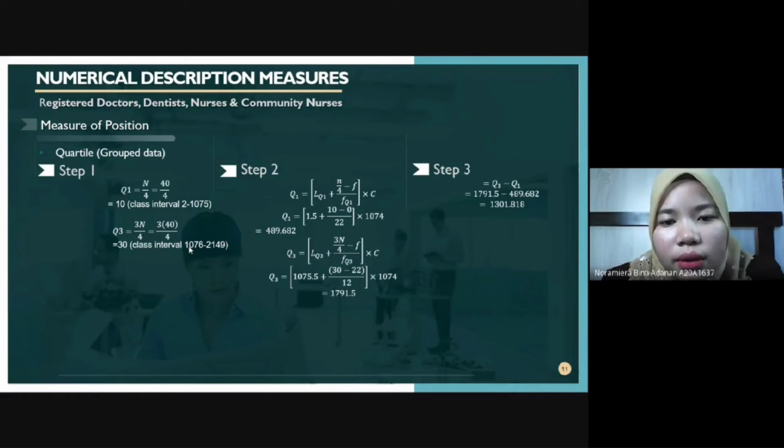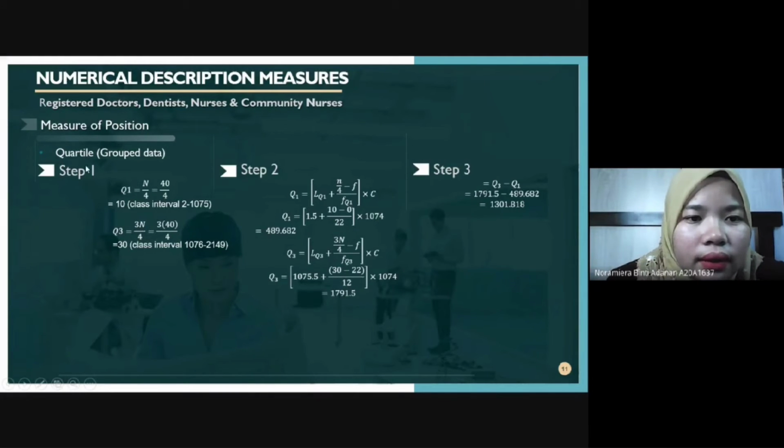To determine the measurement of position, the data must be sorted from lowest to highest. In this slide, you can see the quartile. Step 1, quartile 1 equals n divided by 4 equals 40 over 4. So the answer is 10. Next, for quartile 3 equals 3n divided by 4, so it equals 3 times 40 over 4. The answer is 30. So you can see this is the answer for the quartile.